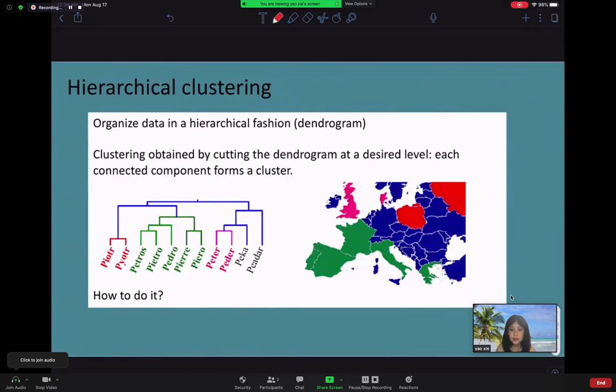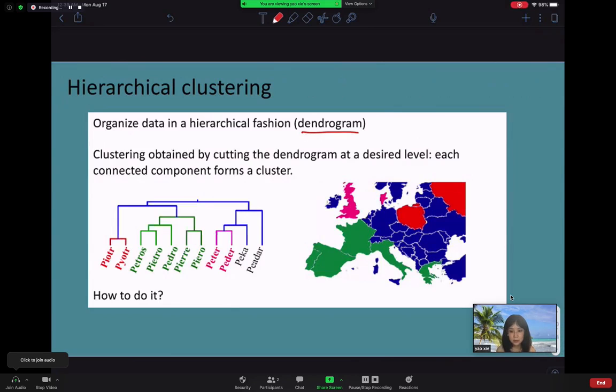Okay, so we have generalized k-means by replacing the L2 distance with the general definition of d. Now we'll talk about another kind of clustering algorithm called hierarchical clustering. The difference of this approach from k-means is that we will organize the data in a hierarchical fashion. This is also called a dendrogram in many contexts.